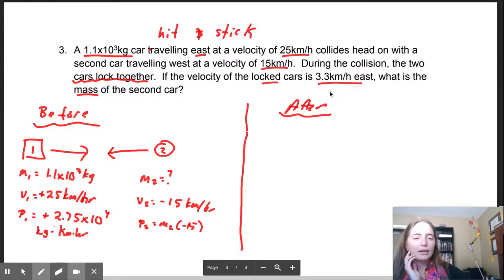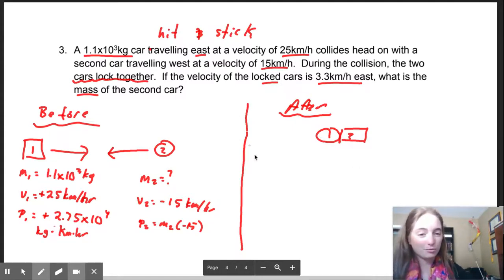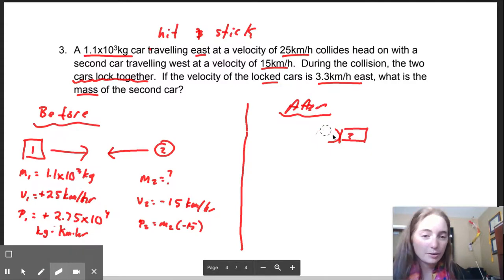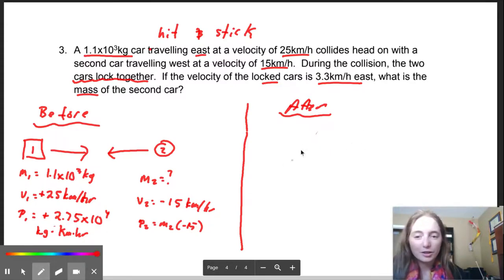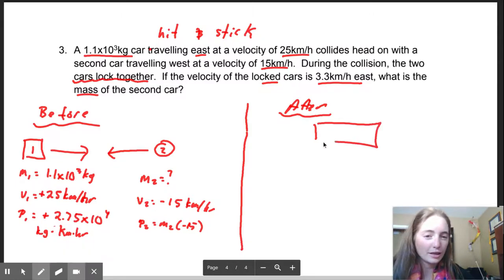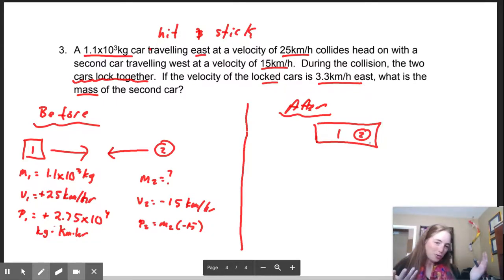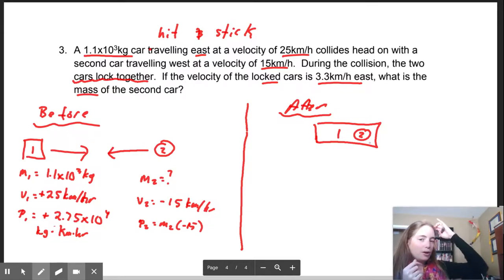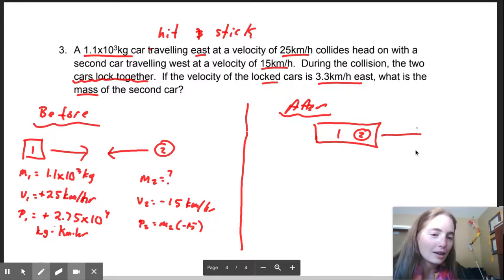Now, these guys are going to stick together, okay? So that means objects 1 and 2 are stuck. You can draw them like that, or what could be easier is you can draw something like a rectangle with a circle in it and go 1 and 2. It doesn't matter exactly how you draw it, as long as you recognize the objects are stuck together. Well, they are going east afterwards.